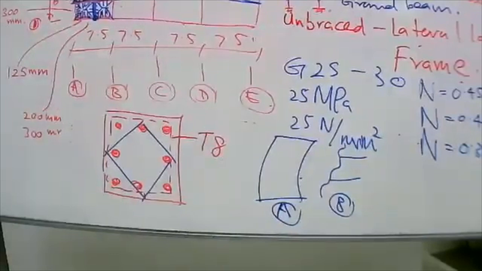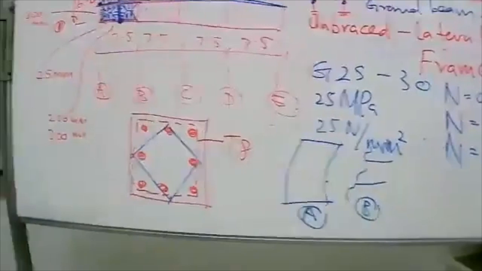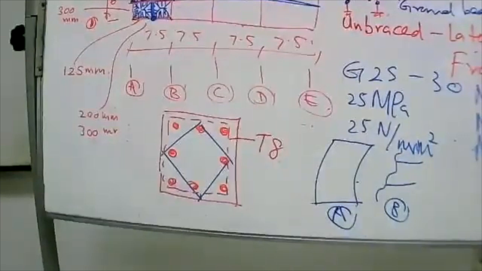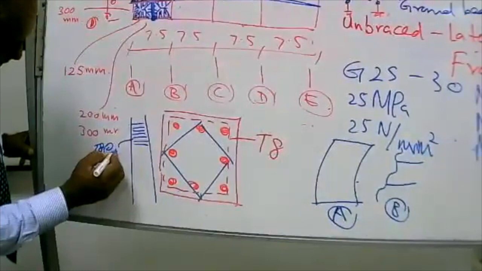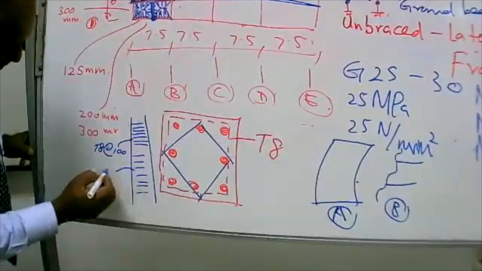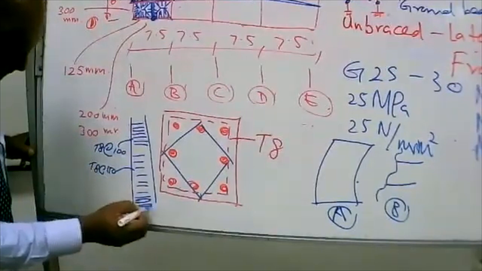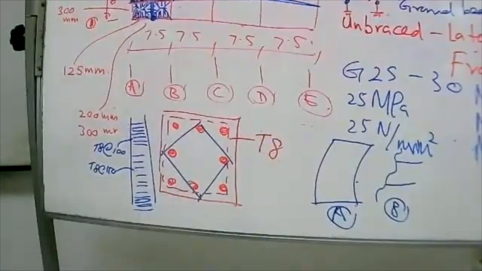Can you understand the reinforcement arrangement? I'm not selecting very large vertical reinforcement, but I'm more concerned about the confinement. So because of that reason, at the top of the column, I might select T8 at 100. Middle part, not a big problem. I might select T8 at 150. Okay, bottom, T8 at 100. And even someone might say T8 at 75, if you want, you can have it.